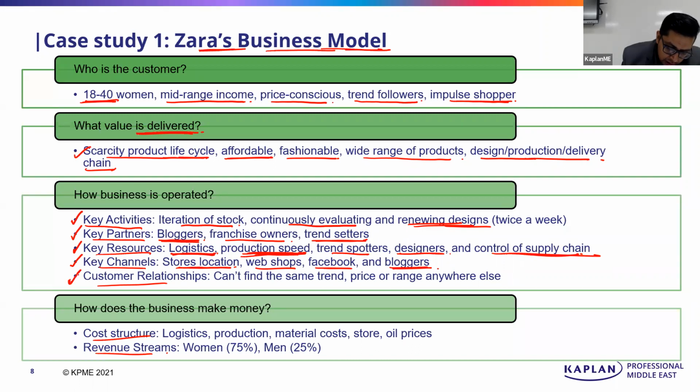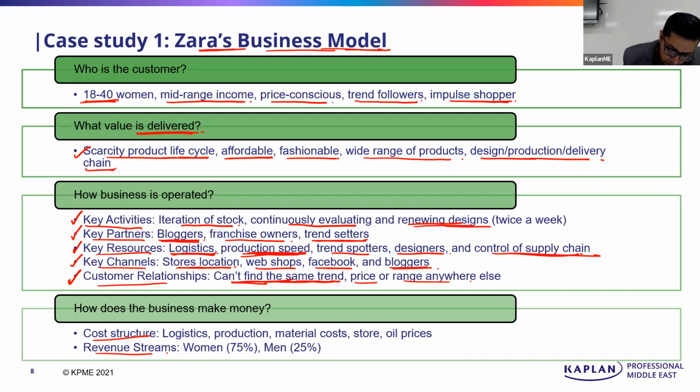Then with the customer relationship, they do not give any loyalty discounts or anything, but not that they might not give in the future. They might have started maybe, but the main customer relationship is that the customers won't find the same trend, price, or range anywhere else whatsoever at all. Right? So they basically get these luxury designs. The customers get luxury designs at a very affordable rate.